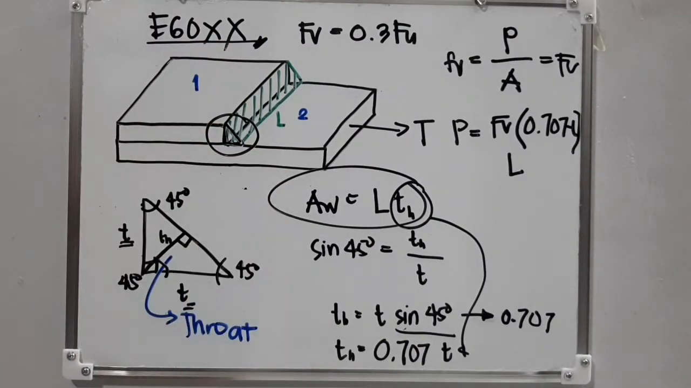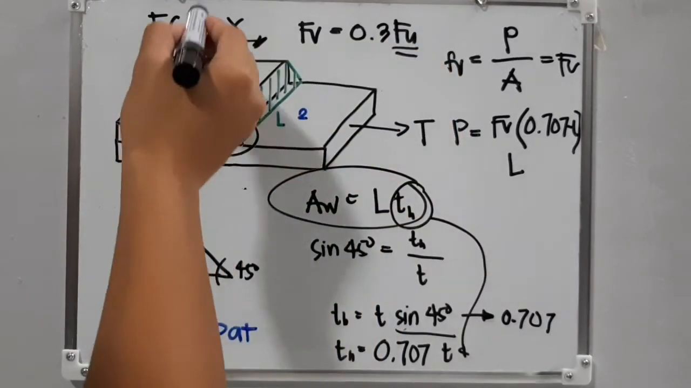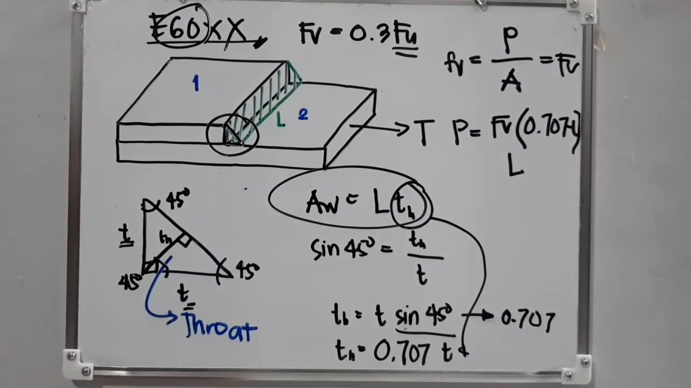So definitely, kapag E60XX tayo, yung FU natin is simply 60 KSI. And you know how to convert KSI to megapascal. You will just multiply 6.9 to KSI in order for you to have your value in megapascals. So for you to have your allowable shear stress, you will multiply your ultimate stress by 0.3. And table 3-8 shows the value of your stresses.